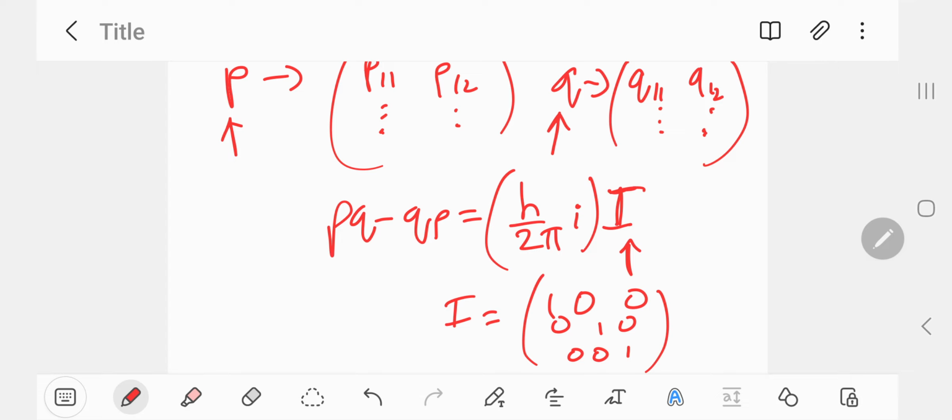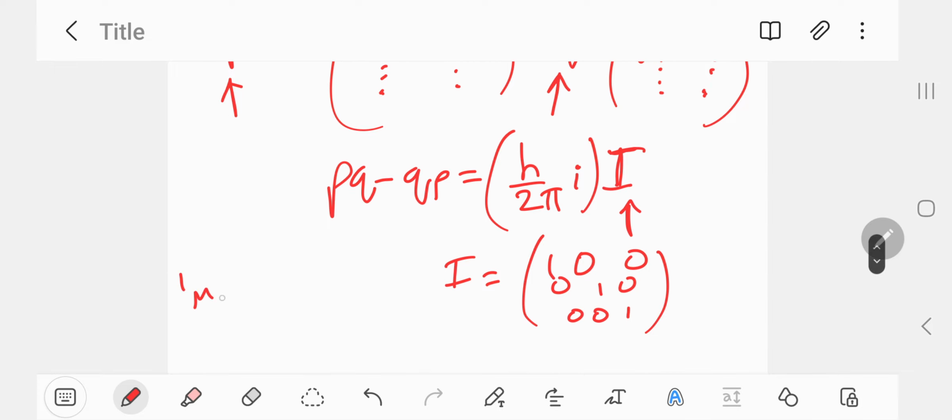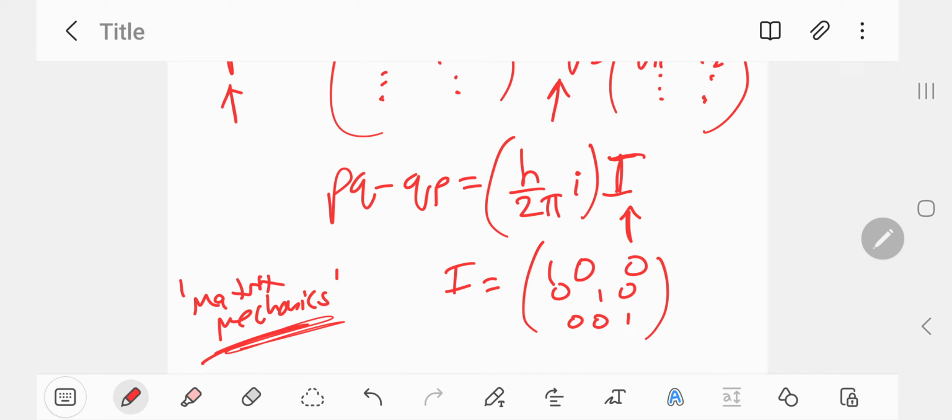Heisenberg actually formulated, and I should say Born as well, later on, the first complete version of quantum mechanics, a complete mathematical framework. This is called matrix mechanics. The reason is that it has matrices, and mechanics corresponds to the motion of an atom.